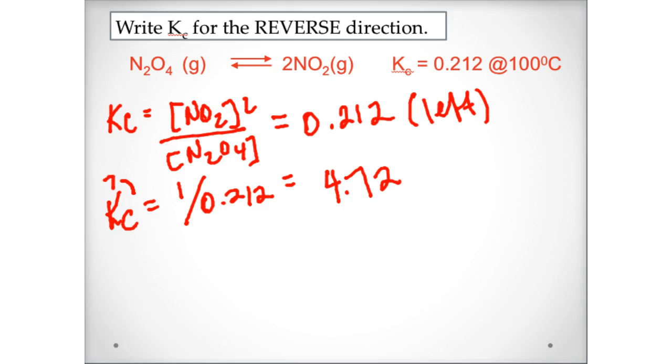So this is the reverse. Okay? And because we're going in the reverse direction, it's going to move in the opposite direction, which is the right side. And it makes sense because K is larger than 1, so it's going to lean to the right. Okay?